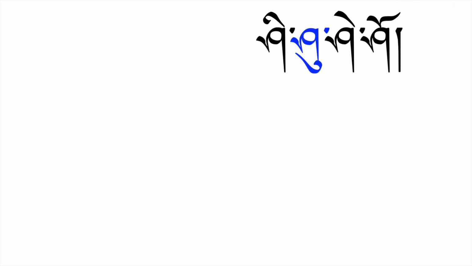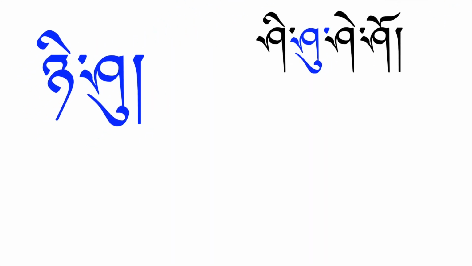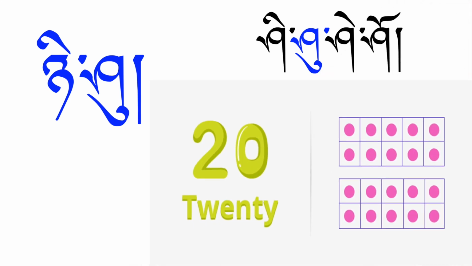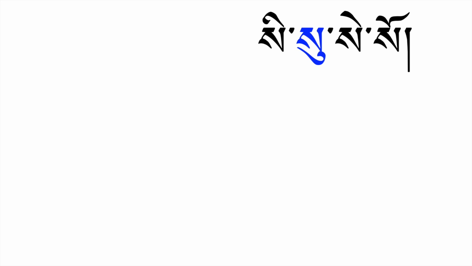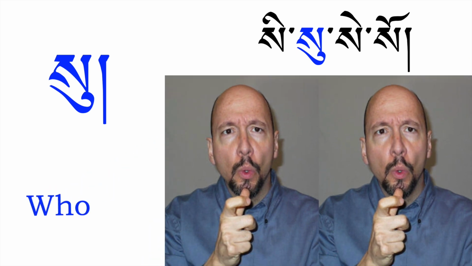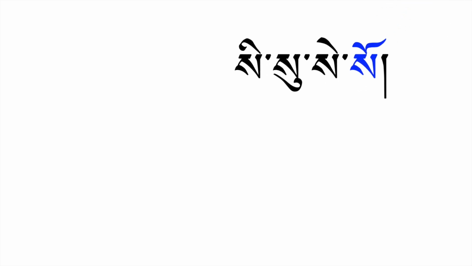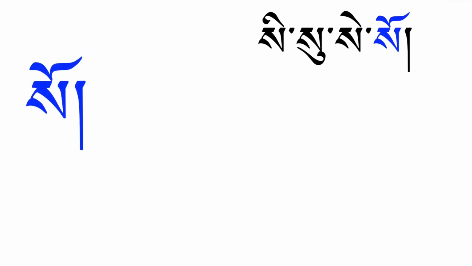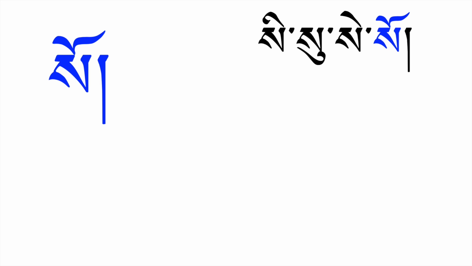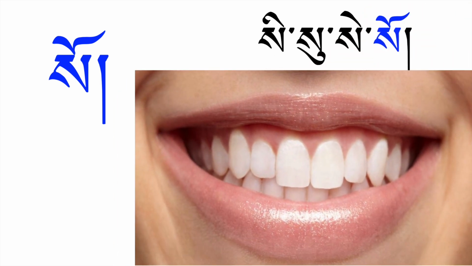Sha shabju shu. So here nya kigu ni, sha shabju shu. Ni shu. The meaning is twenty. Ni shu. Sa shabju su. That means who. Sa naru so. Meaning is teeth. So.